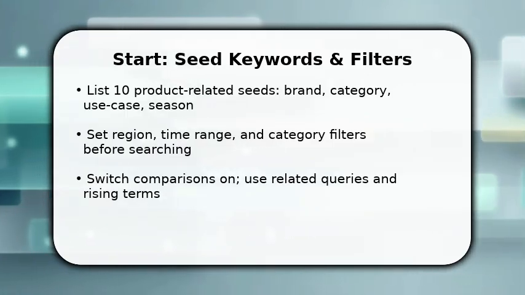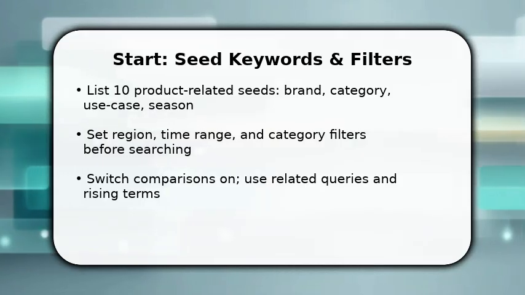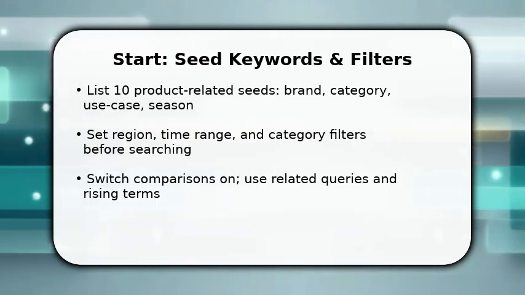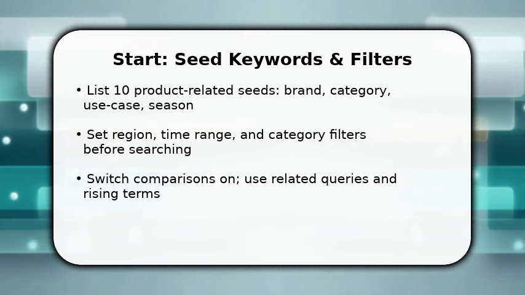Now compare 2 to 5 keywords to surface relative interest. You will see spikes and steady lines. Note rising queries and breakout labels. These are your immediate signals for demand and keyword expansion. Capture them now into a spreadsheet.